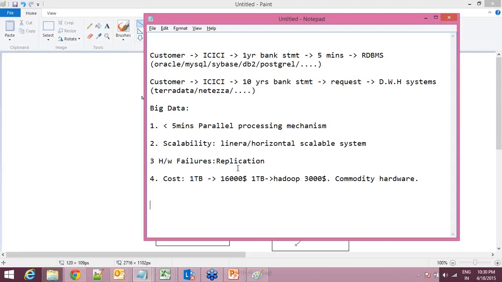If you see the customers who are from mainframes, after migrating to Hadoop, in my experience, they are saving around 60 to 70% of the cost that they used to spend before on mainframe systems. Even the warehouse systems, they are saving around 40 to 50% of the cost that they used to spend on the warehouse systems before. So this cost plays an important role.